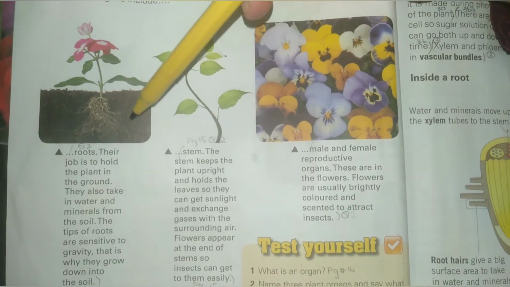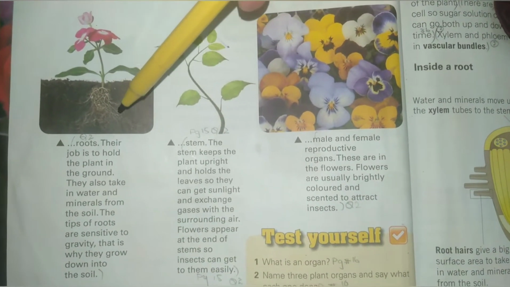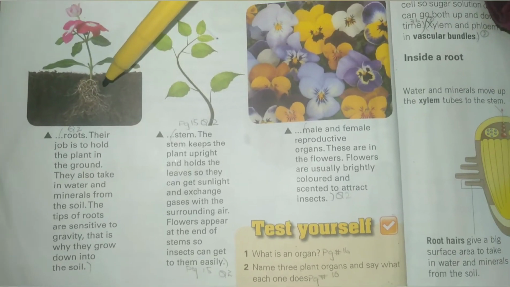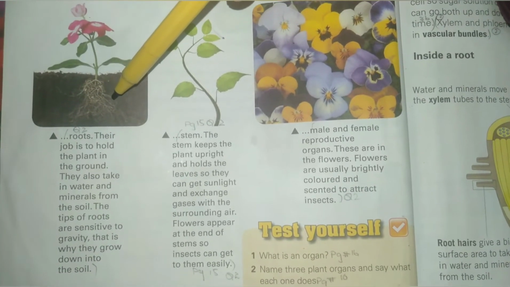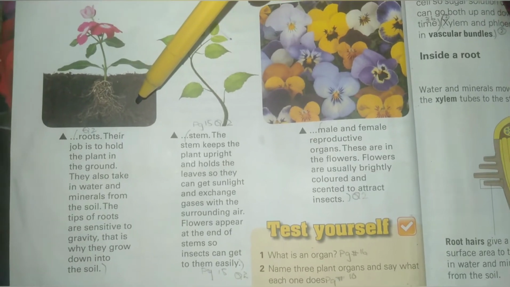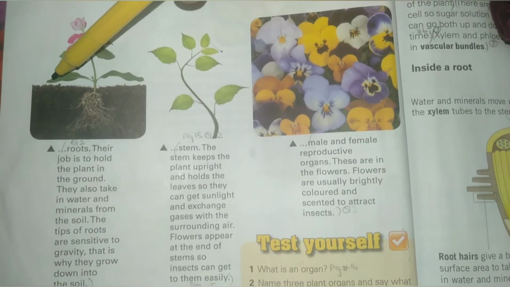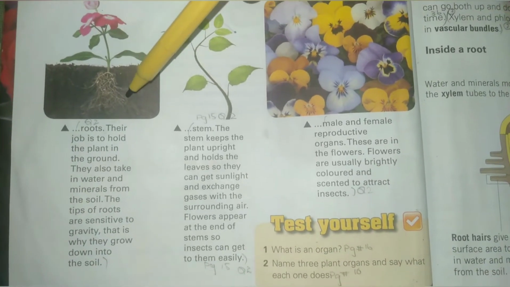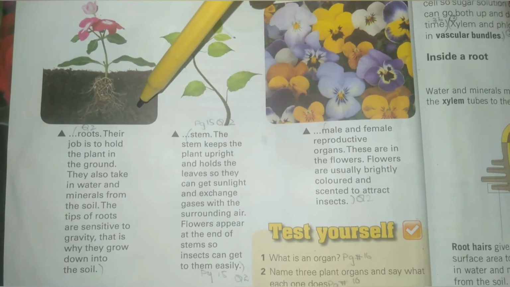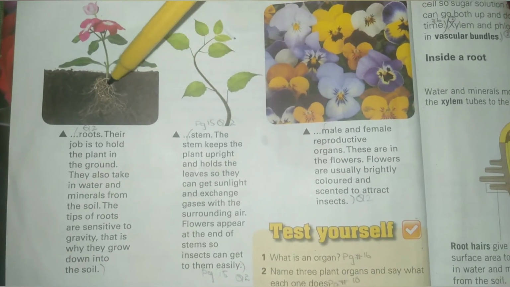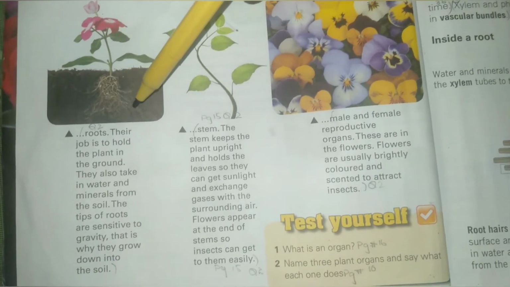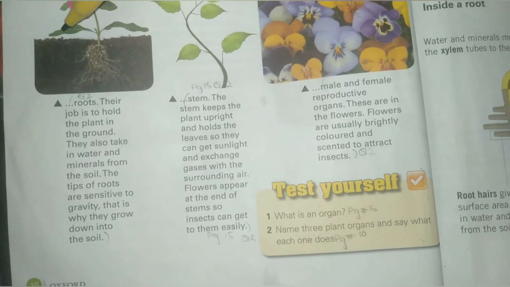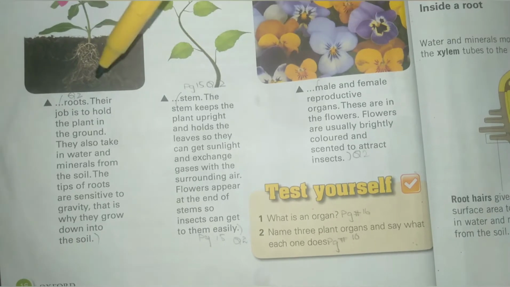Roots are also an organ of the plant. The job of the root is to hold the plant in the ground, and they absorb water and dissolved minerals from the soil and take it to the leaf where it is required for the process of photosynthesis. This transport of water and dissolved minerals is carried out by the xylem tissue that is present in roots, stems and leaves. These are the xylem and phloem tissues.